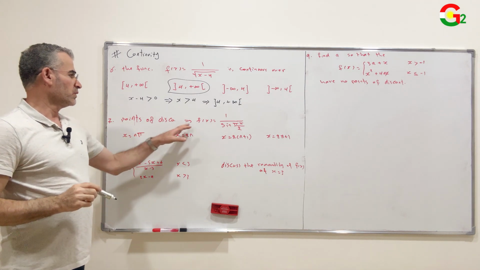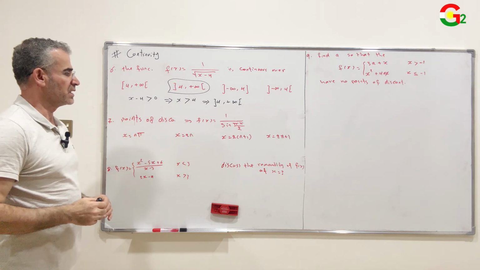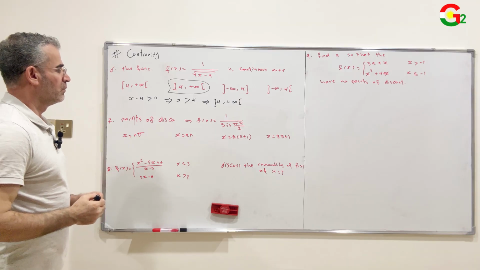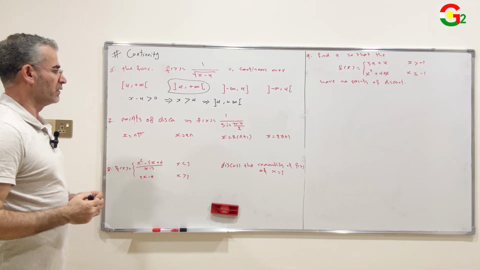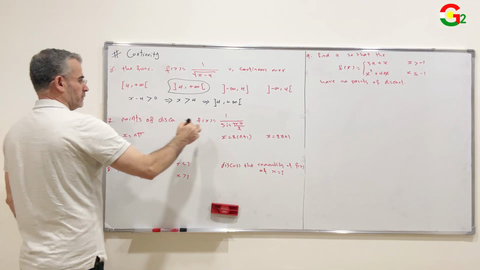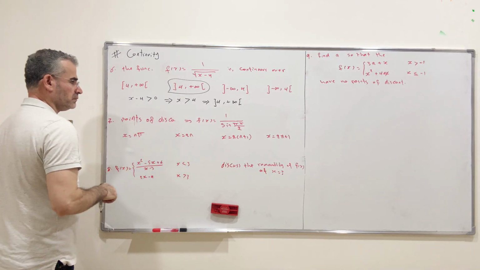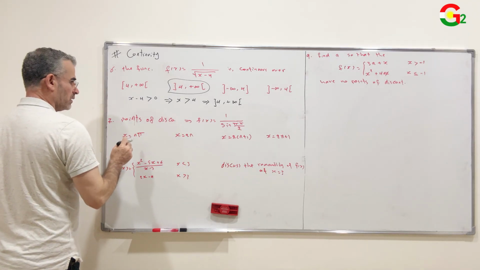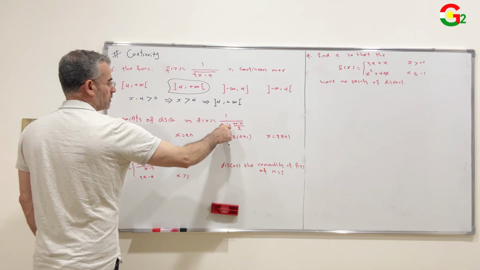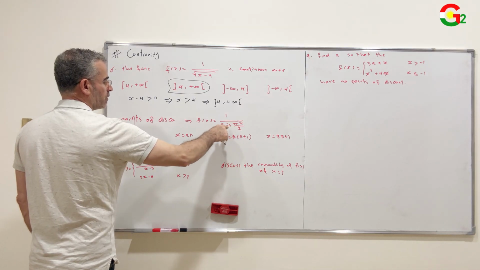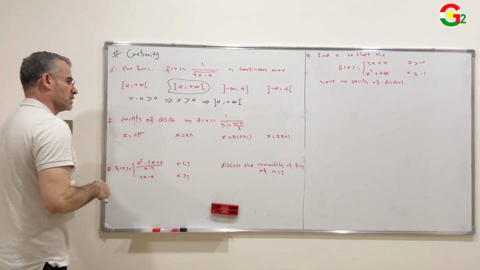Point of discontinuity of the function f(x) = 1 over sine(πx/2). Also, find the domain of this function. The domain is all real numbers except the points that make the denominator 0.